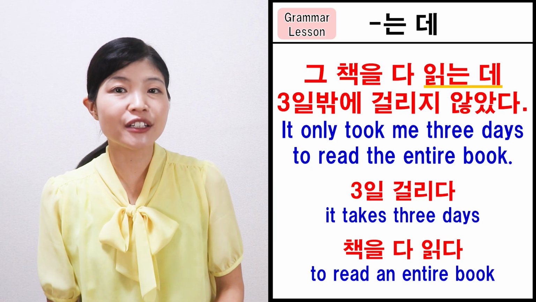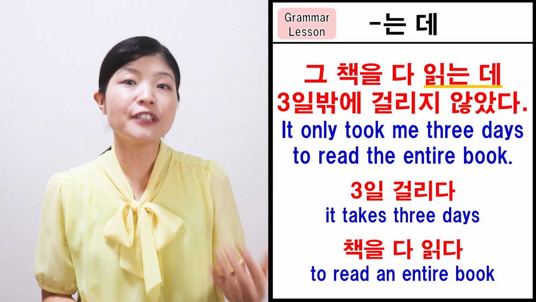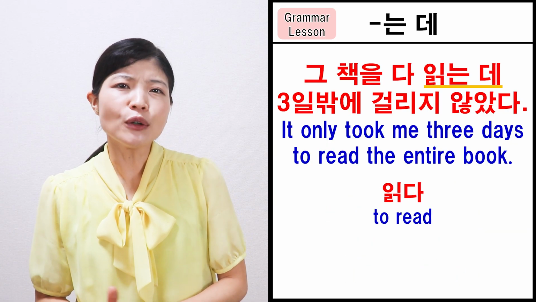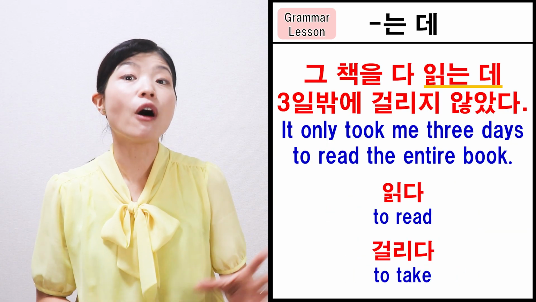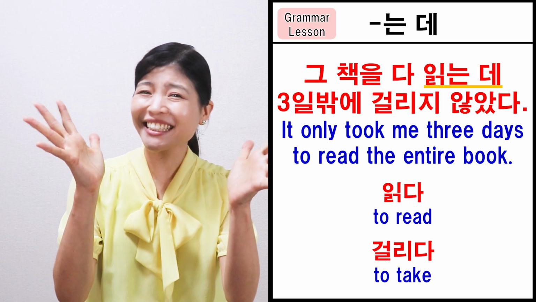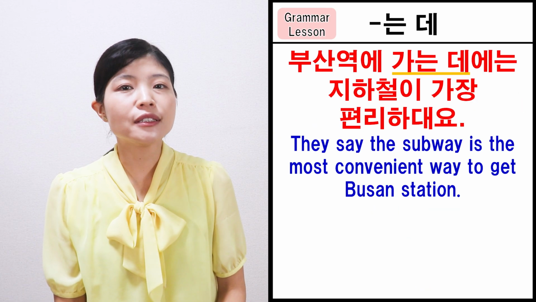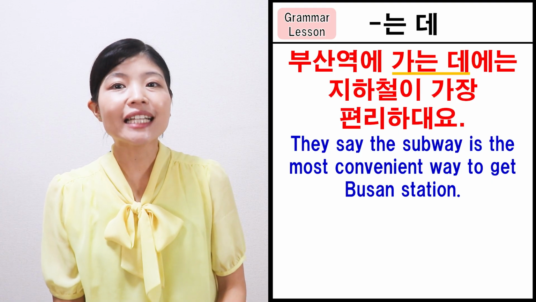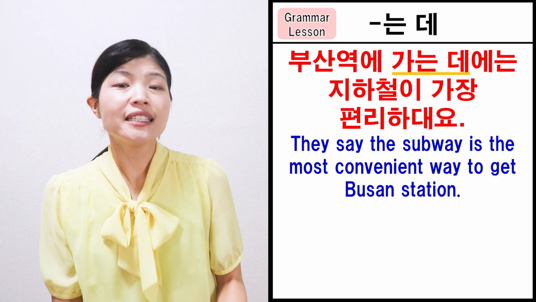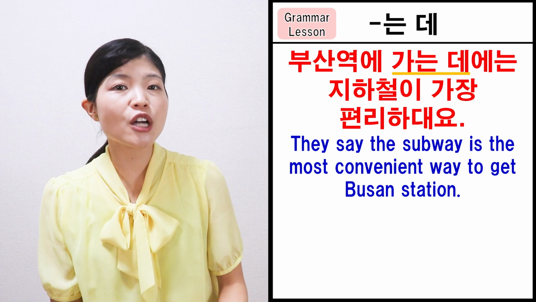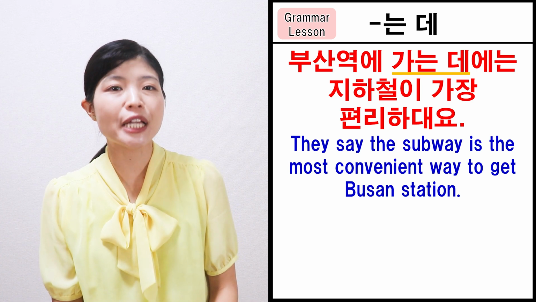As you can see here, you use this grammar for the verb 읽다, to read. It is also compatible with the word 걸리다, to take. Do you get it? Let's also look at the following example sentence. 부산역에 가는 데에는 지하철이 가장 편리하대요. They say the subway is the most convenient way to get to Busan station.